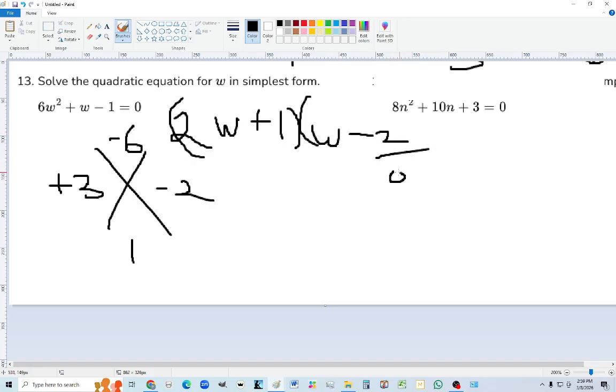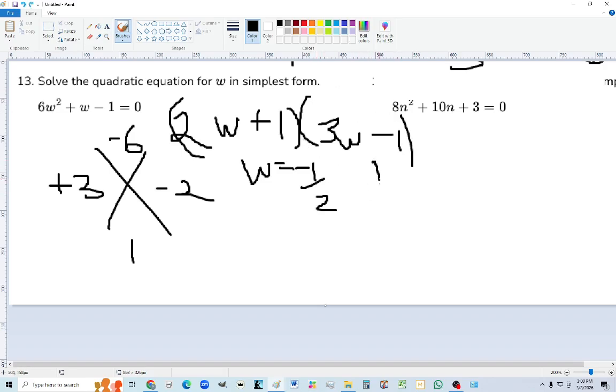When I divide by 6, they're both divisible by 2. This becomes minus 1. This one becomes 3. So it's 3w minus 1. And the solutions here are w is equal to minus a half. For this one, w is equal to 1 over 3. And this one's similar. These are much easier, actually.